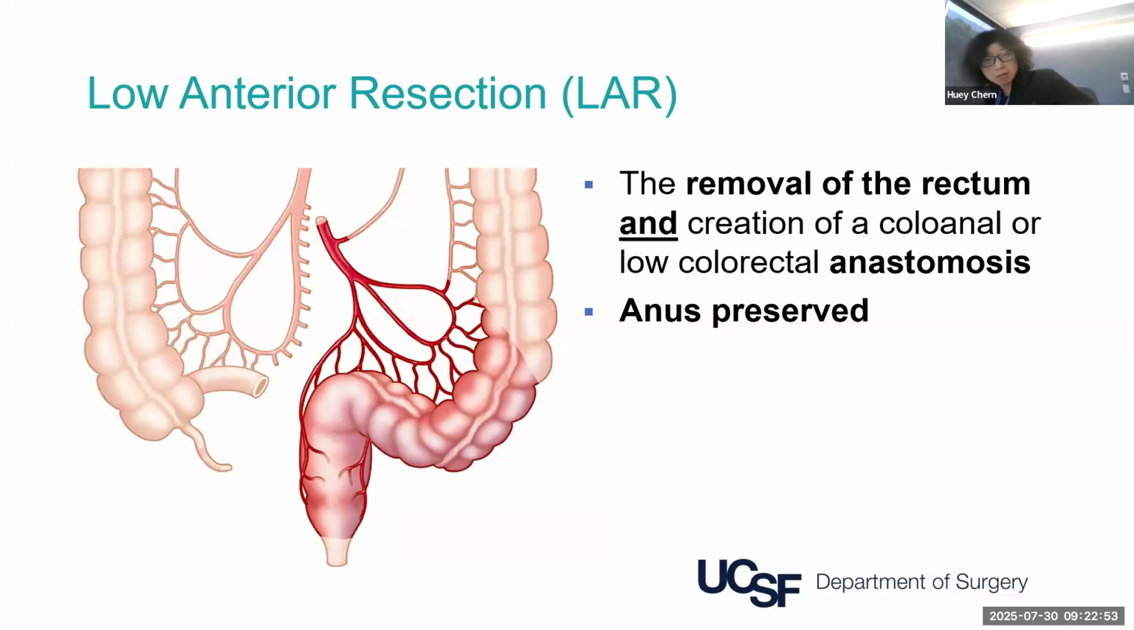So the other operation that we do and you may encounter often is the low anterior resection, and that typically is done for patients with rectal cancer. So that would involve removal of the rectum and a primary anastomosis, and often there may or may not be a diverting loop ileostomy. But the anus is preserved and the sphincters are preserved in this operation.